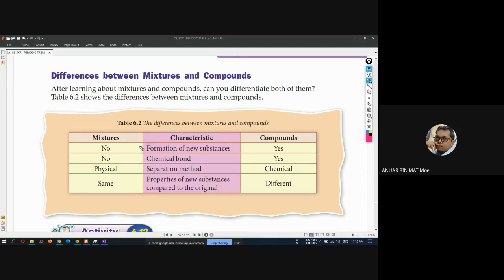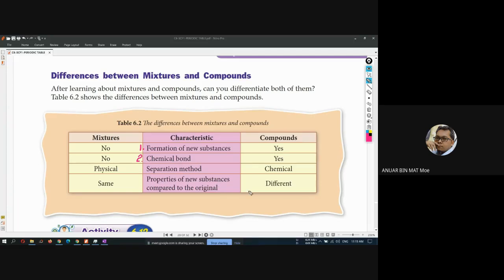What is the first characteristic? The first characteristic is formation of the new substance. Mixture, we will not create new substance, and compound, yes, it will create new substance. What is characteristic number 2? Chemical bond. Do you still remember what a chemical bond is?